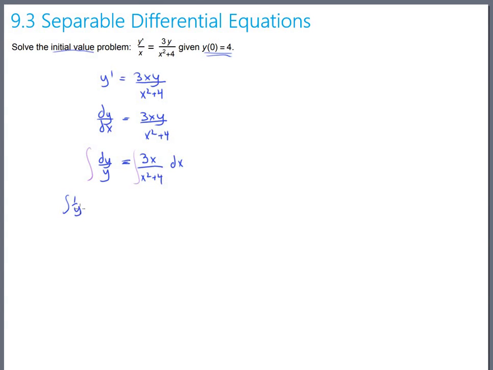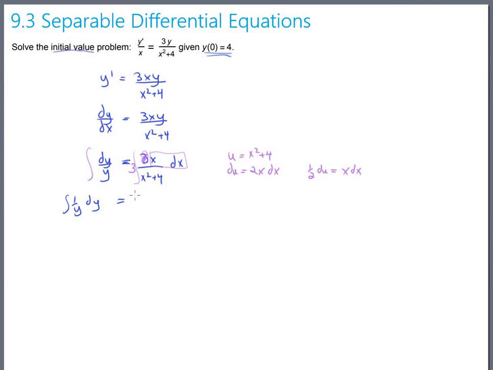We know this side is 1 over y, dy. This side over here actually looks like it's going to need a little u substitution. So let's go u equals x squared plus 4. Du equals 2x dx, and let's see, it means 1/2 du is going to be x dx. Maybe I'll go ahead and move this 3 out front so it looks like just x dx right there.